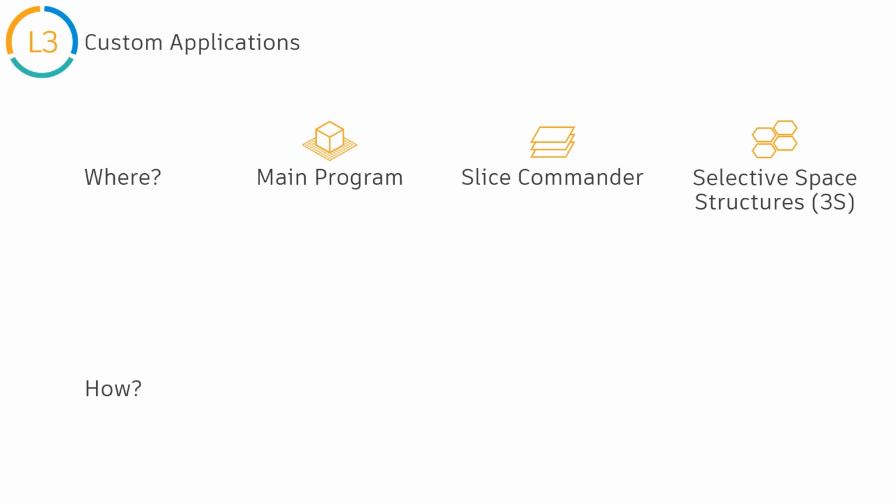First, where can we use Lua? Most scripts, like the ones that we have seen so far, the part labeling, are used in the main menu. However, we also have the possibility to create scripts for the Slice Commander, for example, that refer to the layer stack format. The same applies to the selective space structures module 3S, which allows us to control very precisely how we can link lattice structures to the part.